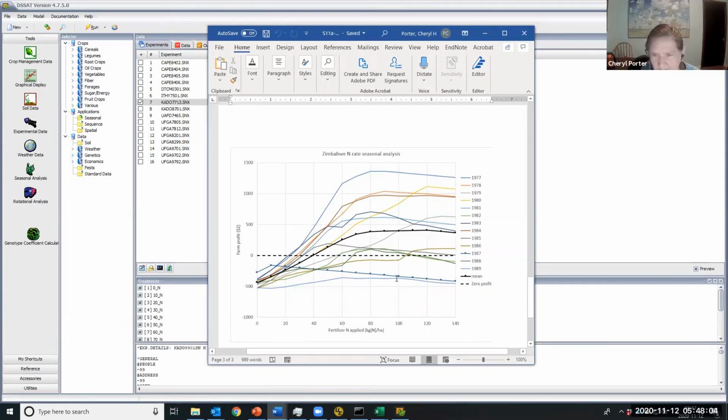This line here, the 1989 line, is even worse than that year. But the average over all the years is shown here in the black line, the mean over the 13-year period. So this is just to illustrate why we use the seasonal analysis. It's that variability over time that lets us make some robust decisions.